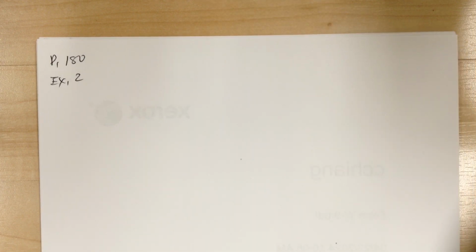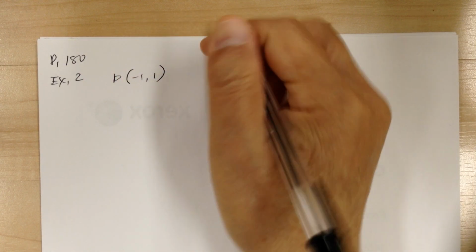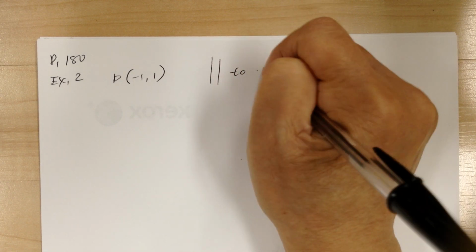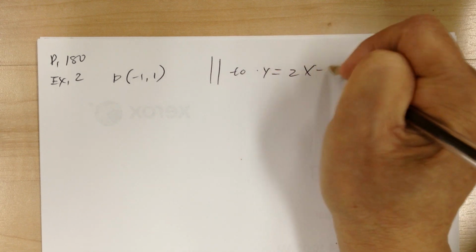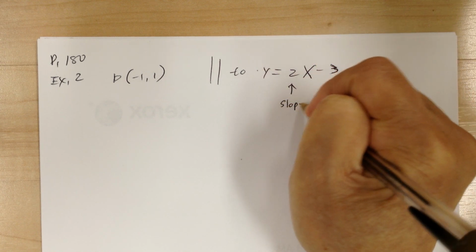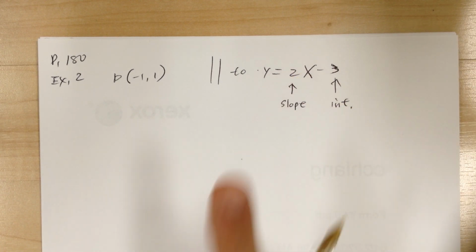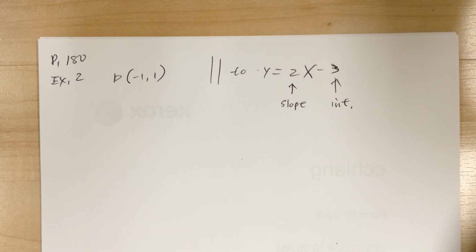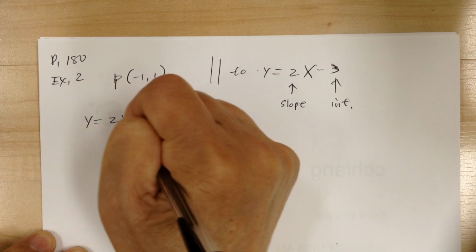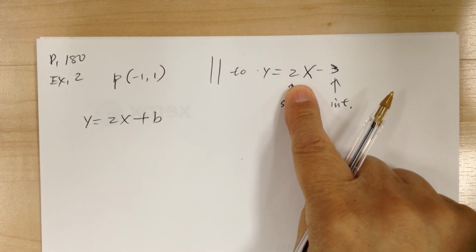It says write the equation of the line passing through the point at negative 1, 1, and it's parallel. That's the symbol for parallel. So it's parallel to y equal to 2x minus 3. So here is your slope, and here is your intercept. If the line is parallel to that, remember parallel lines have the same slope. So right away, you know that your equation is going to be y equal to 2x plus a number, because parallel lines have the same slope but different intercepts.